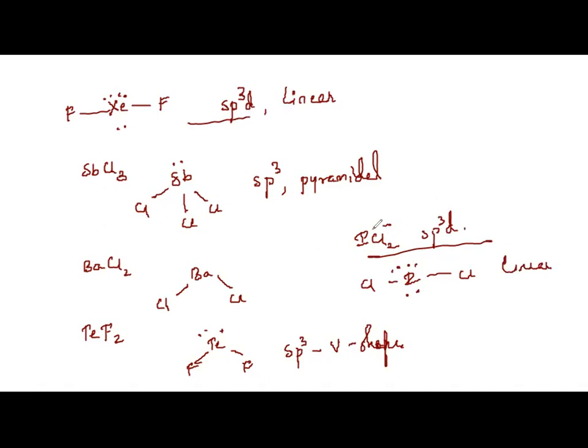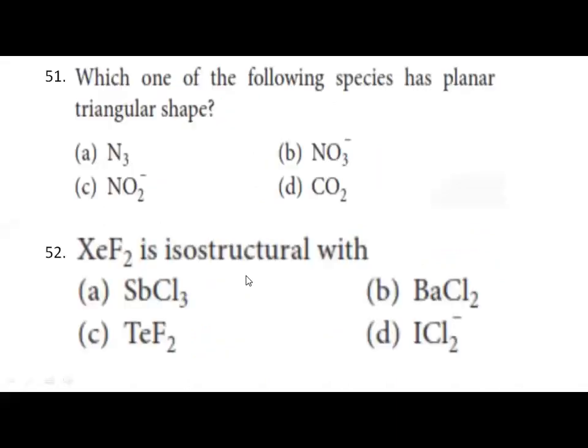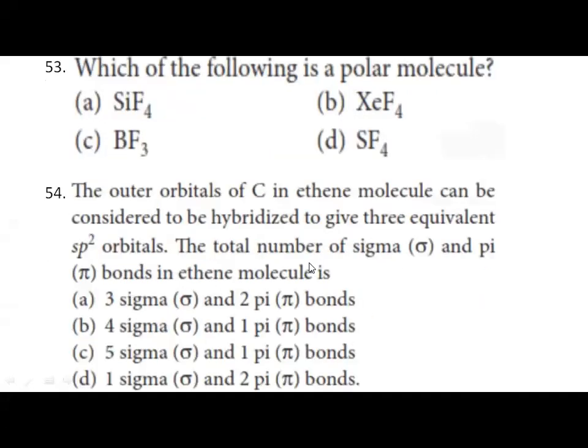Yes. So this is about which one is the correct option. The correct option is ICl2 minus. It is ICl2 minus.